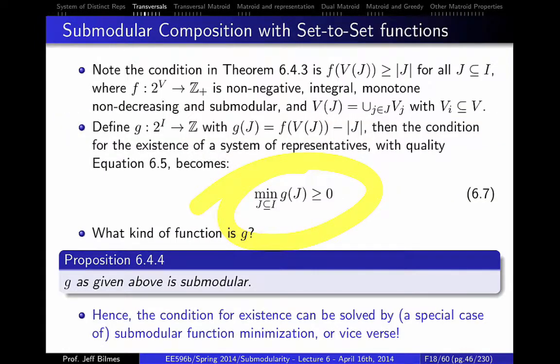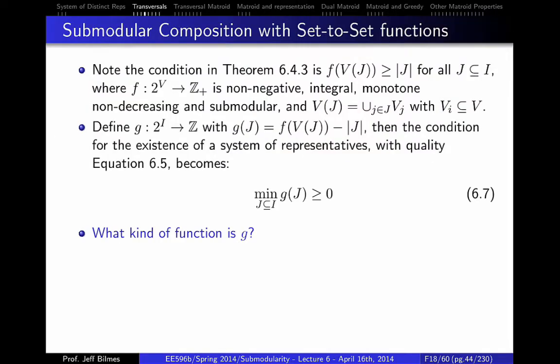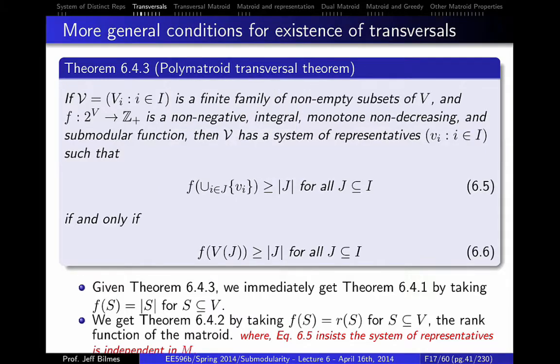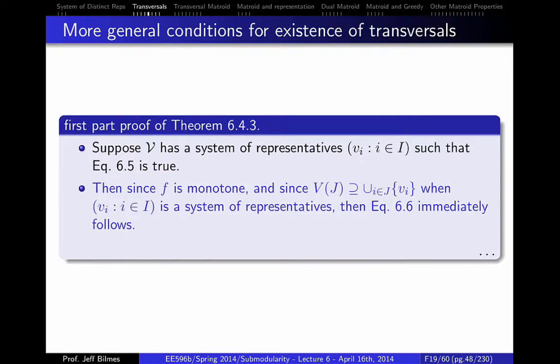But let's first of all prove this theorem. So the first thing to note, so what we want to do is prove, so let's go back to the theorem. Okay, so here's the theorem. Everybody look at it again. We're going to prove the first part, and we're going to say, suppose that V does have a system of representatives such that equation 6.5 is true. Equation 6.5, again, is that f of V of j is greater than or equal to the cardinality of j for all j less than or equal to I.